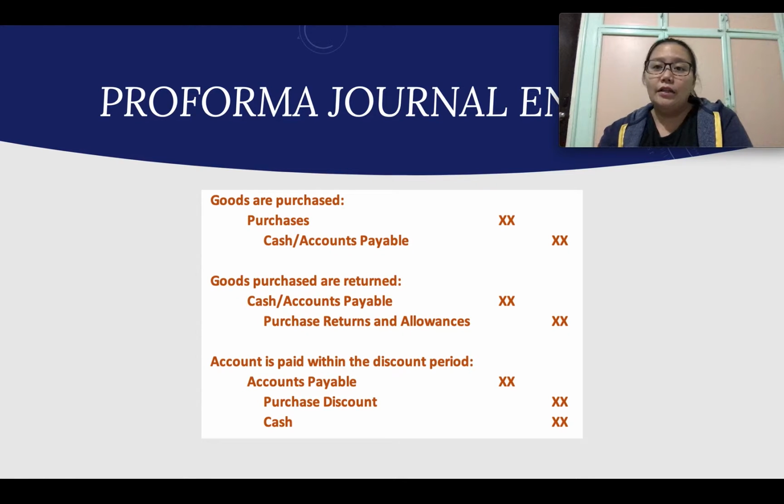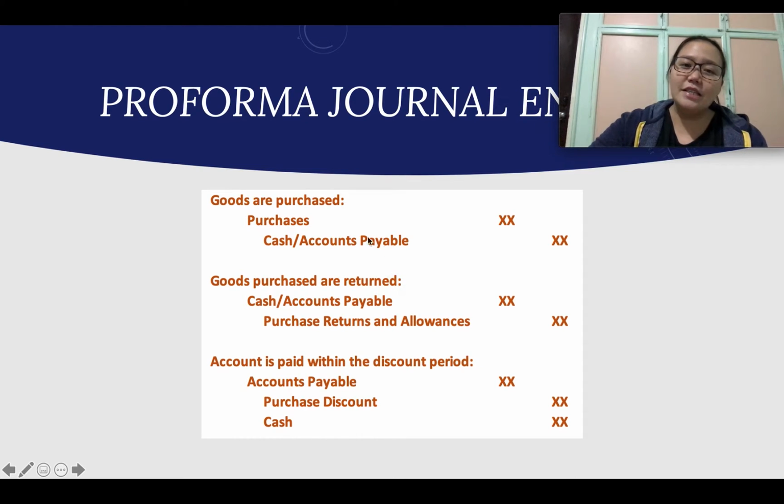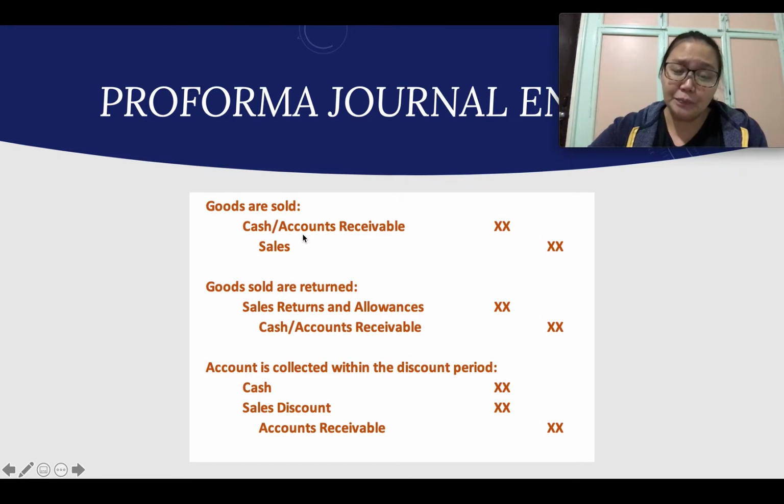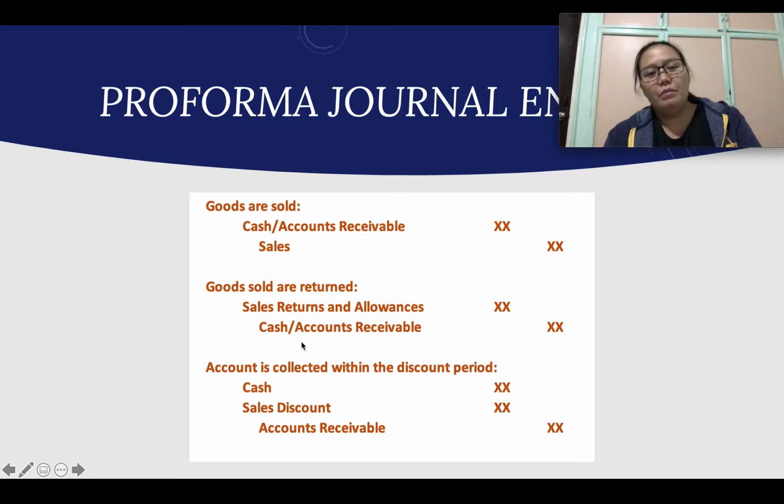So, the purchase returns and allowances and the purchase discount accounts are both contra purchases accounts. Both accounts have normal credit balance, whereas the purchases account has a normal debit balance. Now, to continue the pro forma journal entries under the periodic inventory system, whenever goods are sold, we prepare the entry to debit cash or accounts receivable if we sell goods on account, and then we credit sales. If goods sold are returned, our entry is to debit sales returns and allowances and to credit cash or accounts receivable.